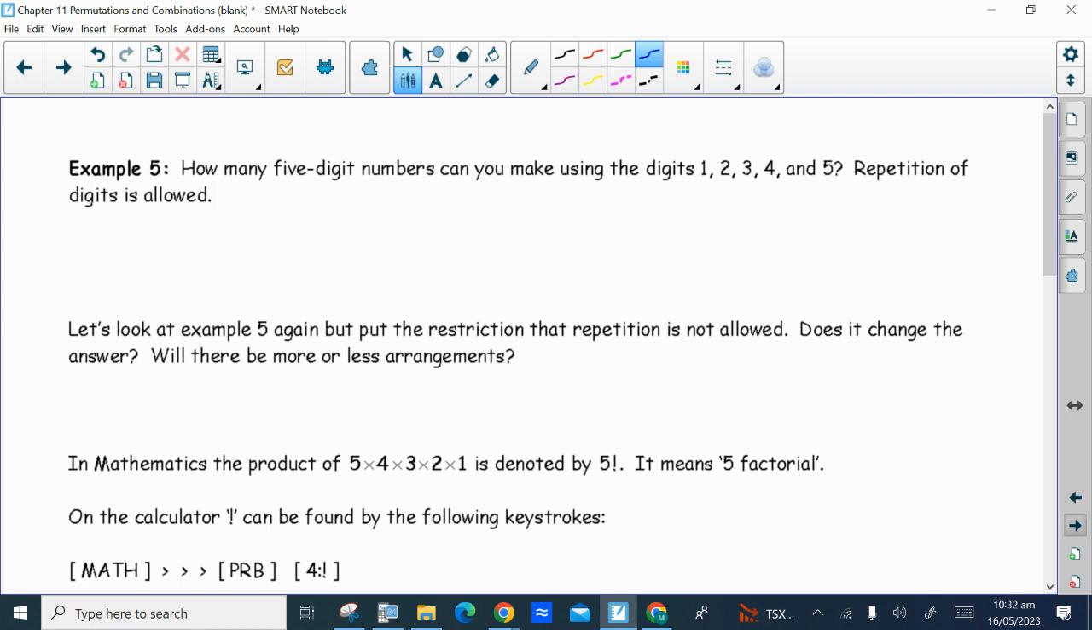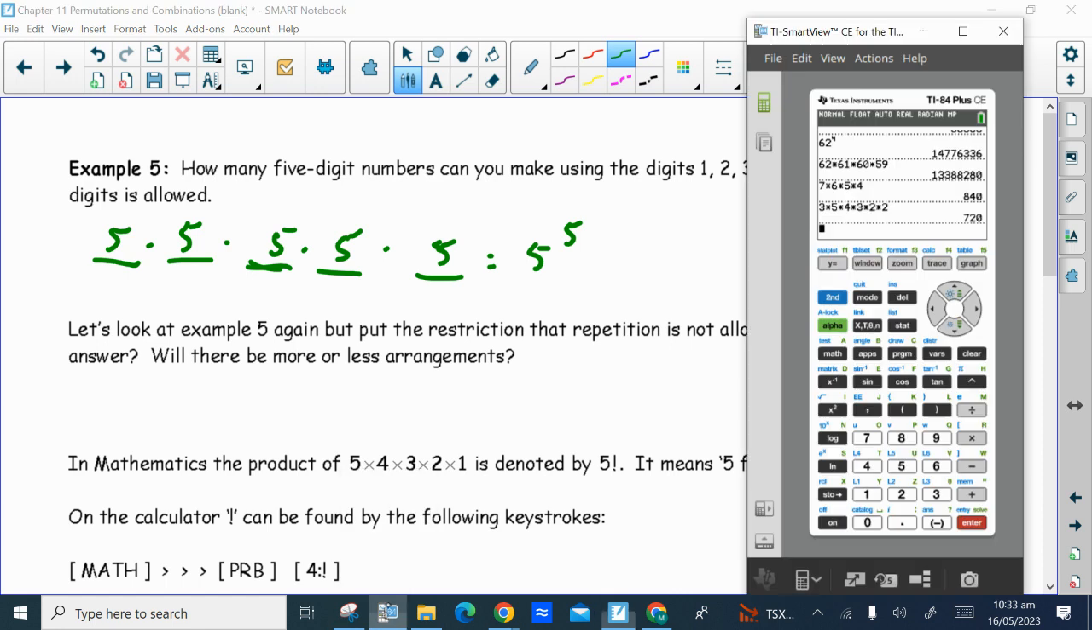How many 5-digit numbers can you make using those digits? And it says in this case, repetition is allowed. So we're going to create 5-digit numbers, and there are 5 digits to choose from. If repetition can be allowed, you've got 5 spaces, and there's 5 choices for each space, so the answer could also be written as 5 to the power 5, which is 3125.